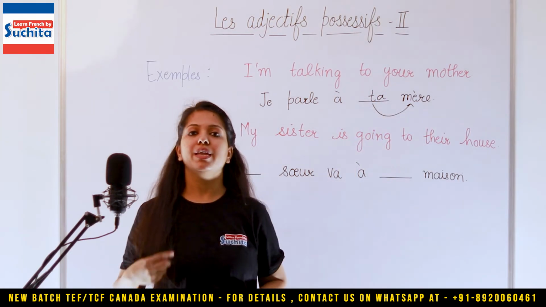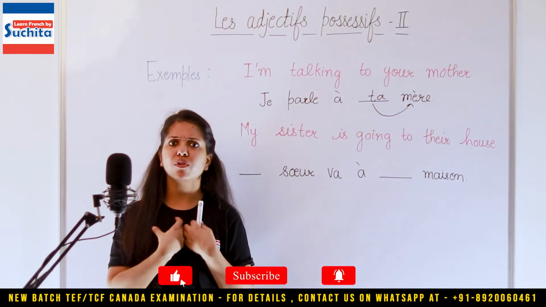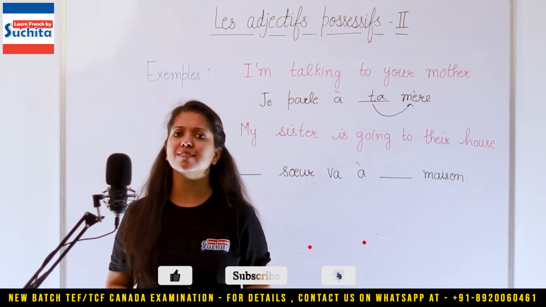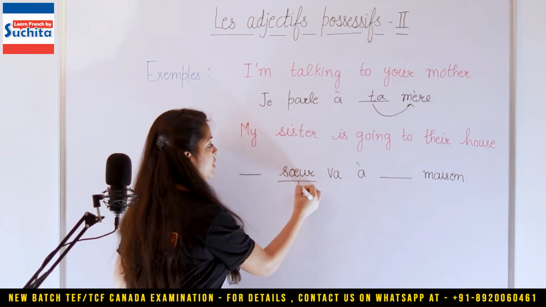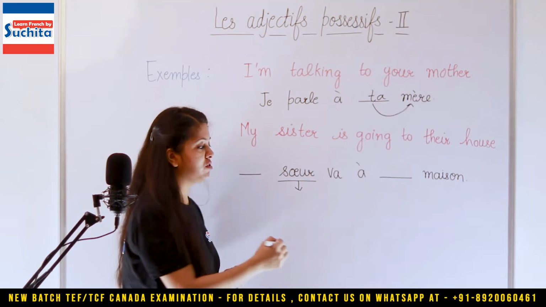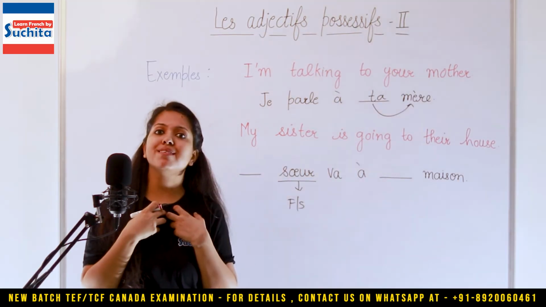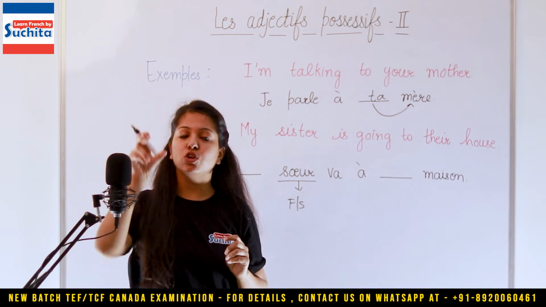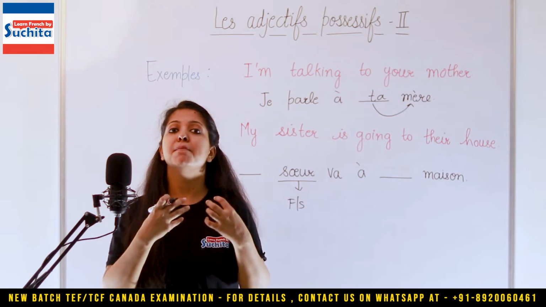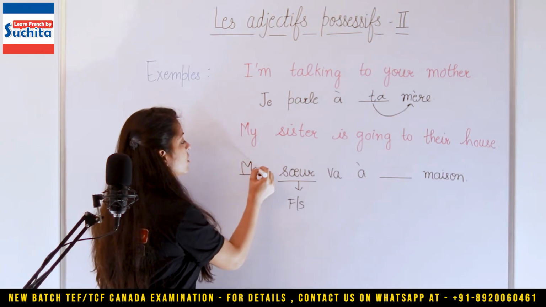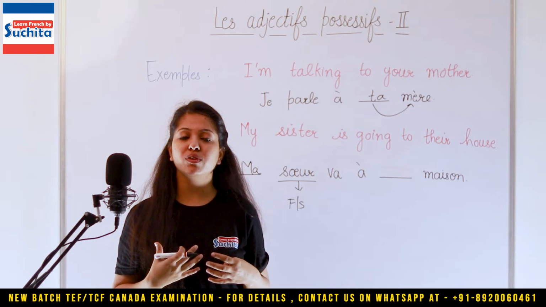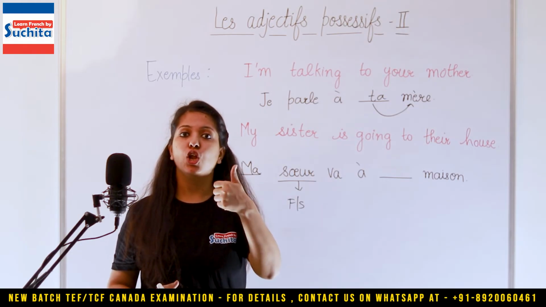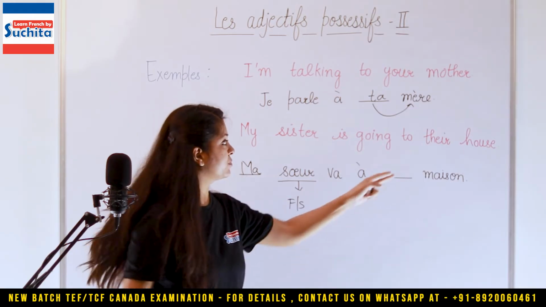Très bien. Now, the second example: my sister is going to their house. Now, my sister. How do you say sister? That's sœur, and that is féminin singulier. So, my sister: mon, ma, mes, three different ways. What was there under the column for féminin singulier? That was ma. So you say ma sœur, my sister is going to their house. So for there you again have three possibilities: leur, leurs. Leur is singular, leurs is plural.